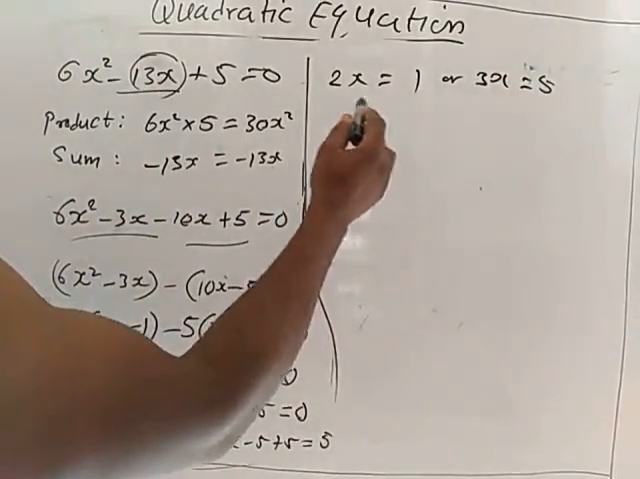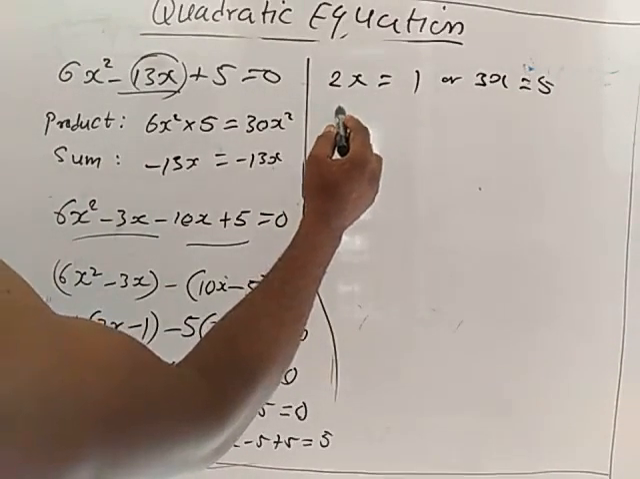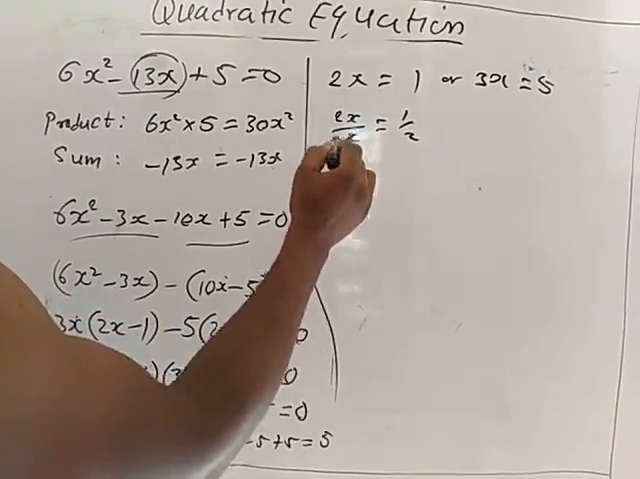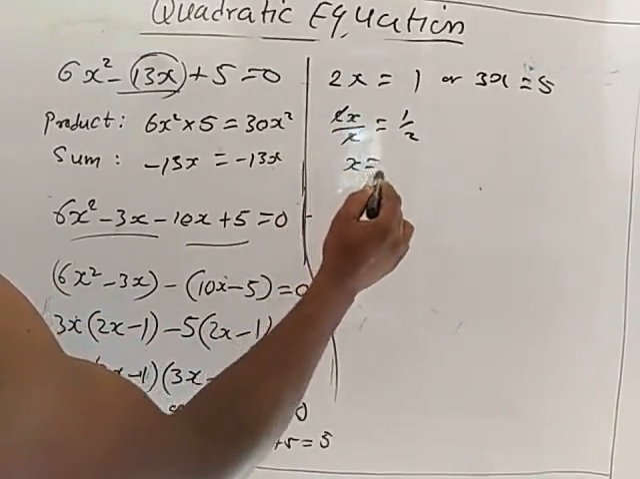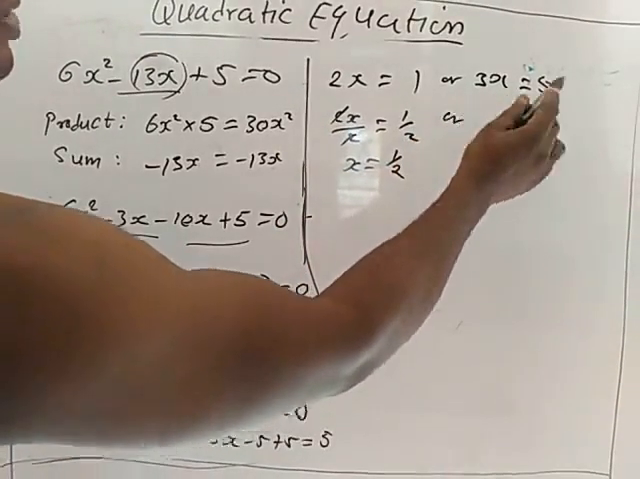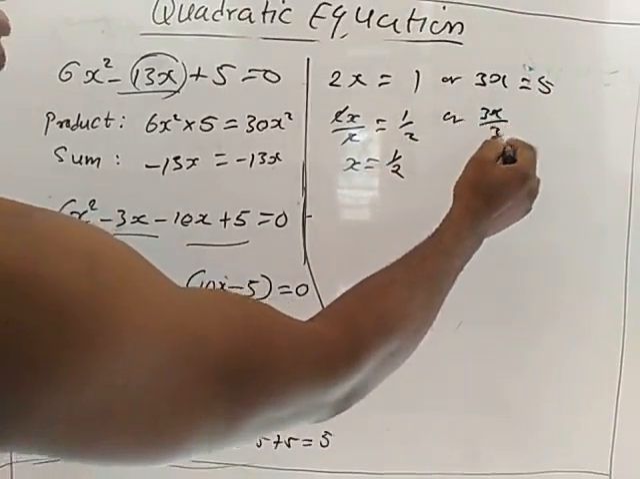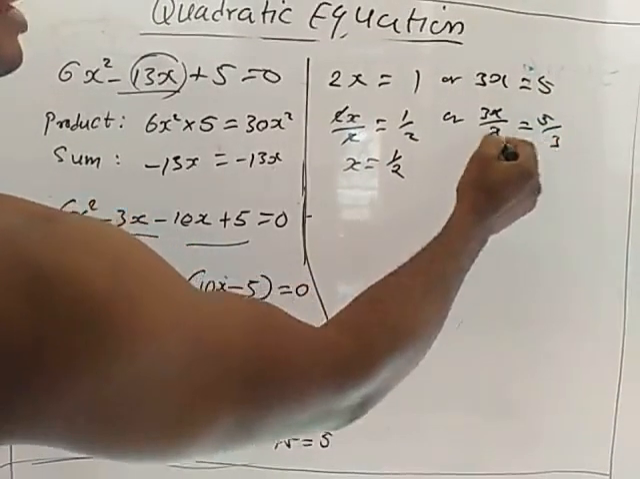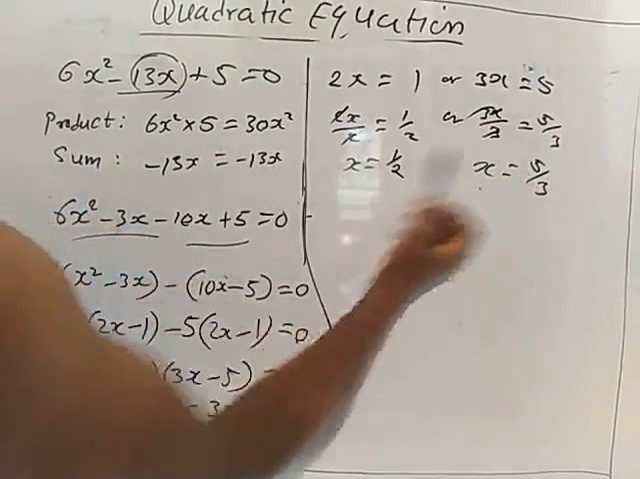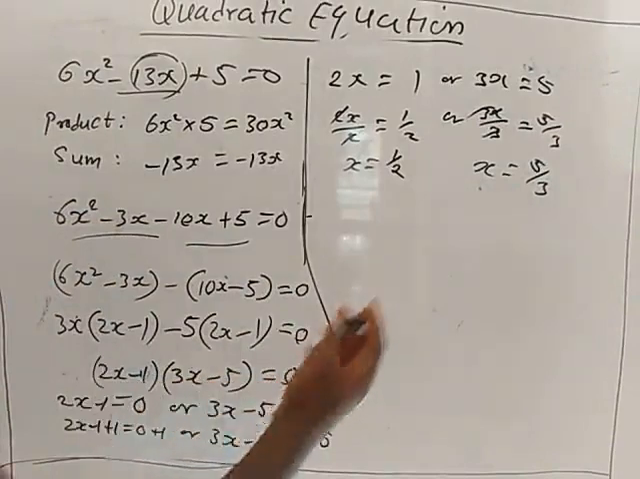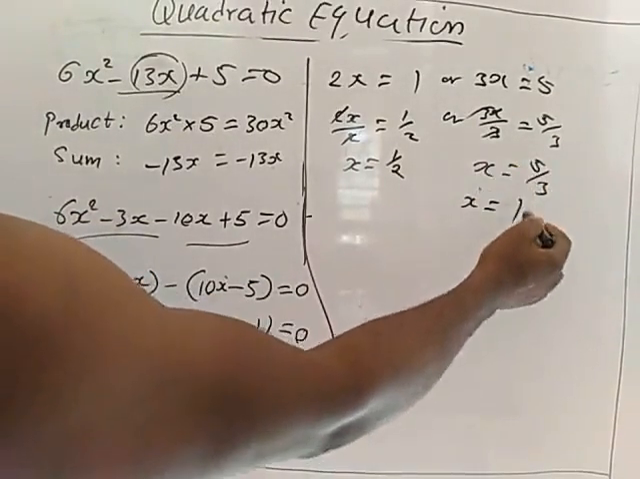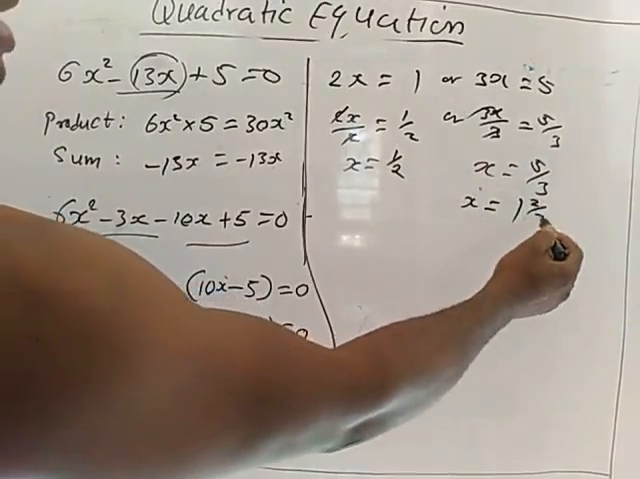Therefore, divide both sides by 2, so that we have 2x over 2 equal to 1 over 2. This one will cancel this. x is equal to half. Or divide both sides by 3. 3x over 3 equal to 5 over 3. This cancels this. x is equal to 5 over 3. This one is an improper fraction. The next thing is to make it proper. How do we do that? Then we have x equal to 3 goes in 5, 1. Then it's remaining 2 over 3.